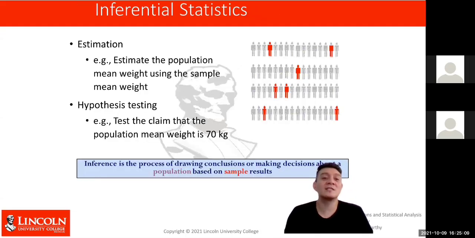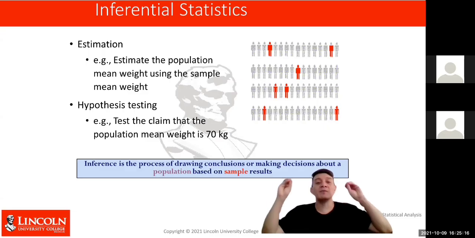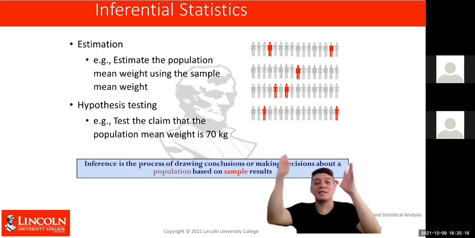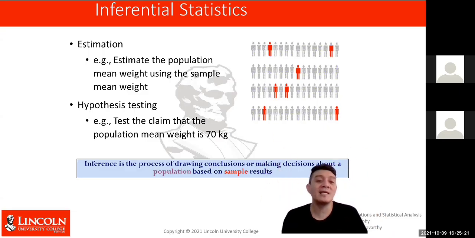So inferential statistics estimates the population mean weight using the sample mean weight. They're trying to take some inclusion and exclusion criteria. Hypothesis testing is to test the claim that the population mean weight is 70 kilograms. So that is what you call the test for hypothesis. Inference is the process of drawing conclusions or making decisions about a population based on sample results. Trying to diagnose, draw conclusions, and then make decisions about the population. That's what you call inference.